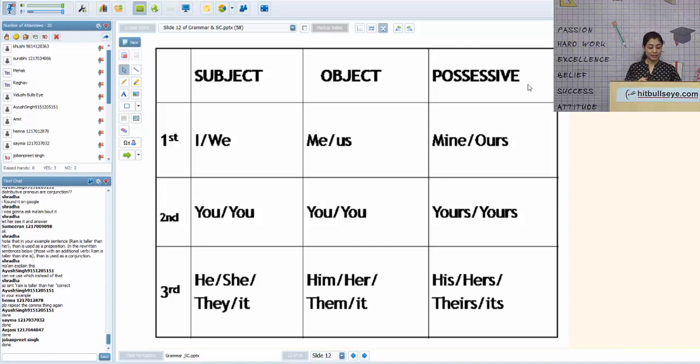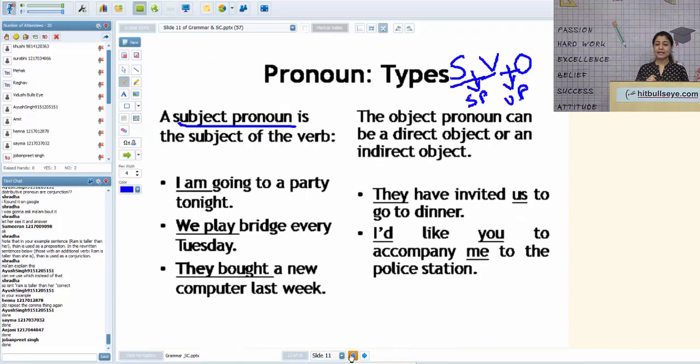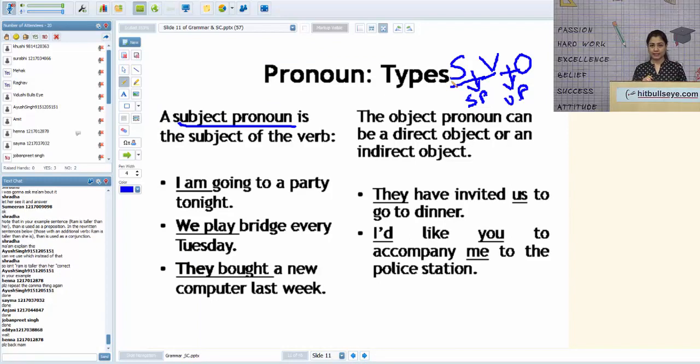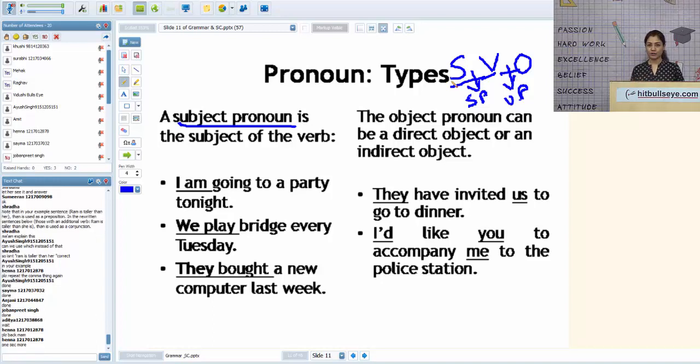Great. So you guys are done now. I hope you have the list in front of you, so you'll be able to put the examples into perspective in a better fashion. So we all know what the subject is. It is the doer. And what is the object? It is the sufferer of an action.